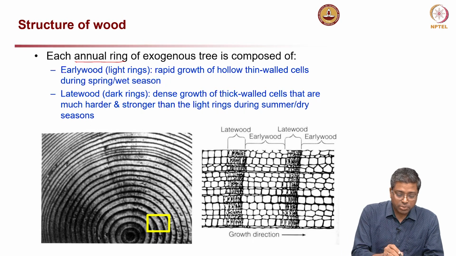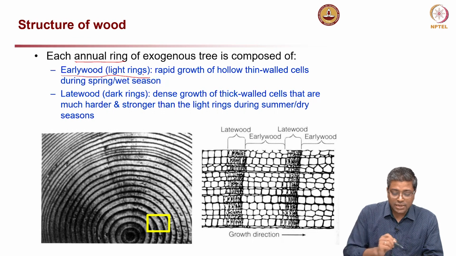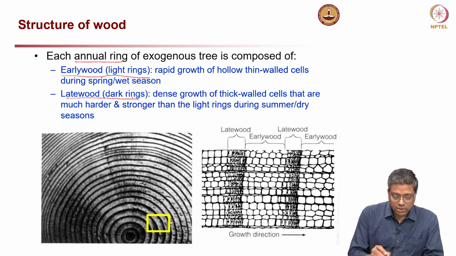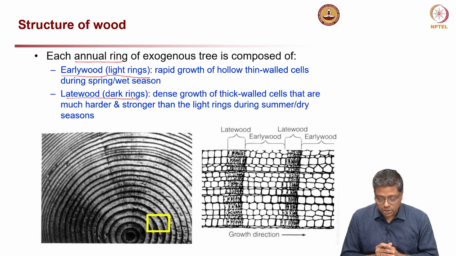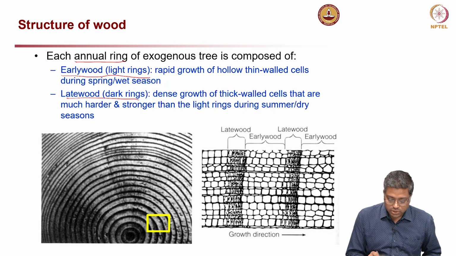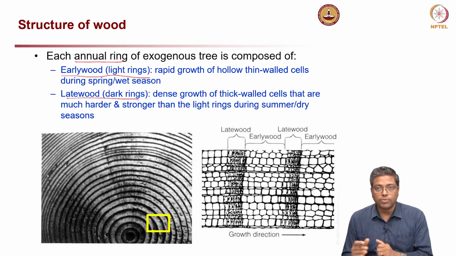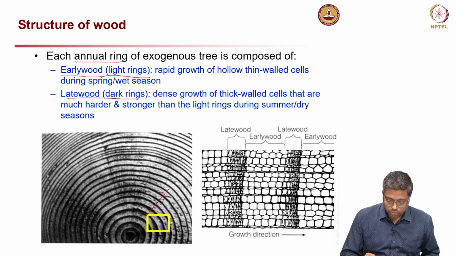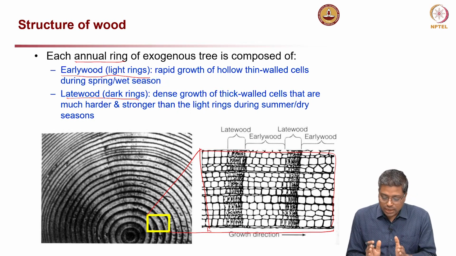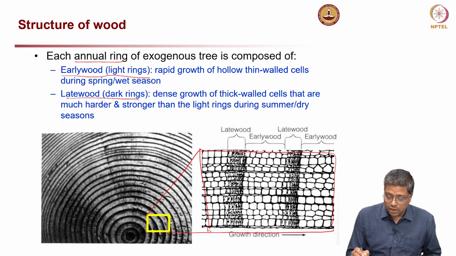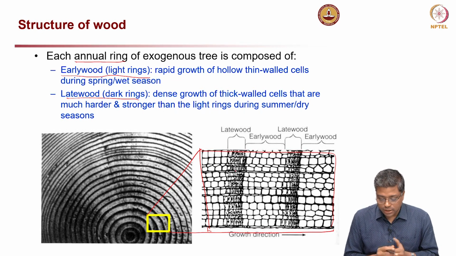Now, look carefully at the picture, you can see early wood which are light rings and late wood which are dark rings. On the bottom right side, you have a close up image of this yellow region which is shown in the left side image. It is a close up view. So, this is the close up view of this yellow region. Now, look at the dark and light color rings. It is very clearly shown on the right side image.